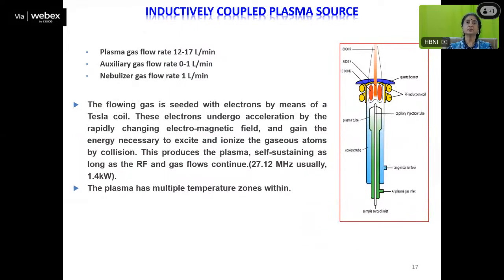Now the most common one, the workhorse you can say of analytical chemistry, is the ICP source, or inductively coupled plasma source. We have covered this in our last class also, but I want to cover it more elaborately here.